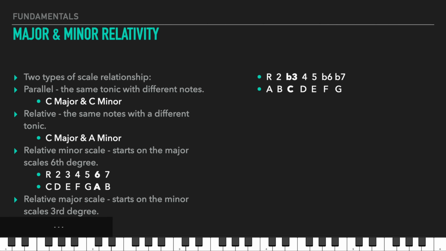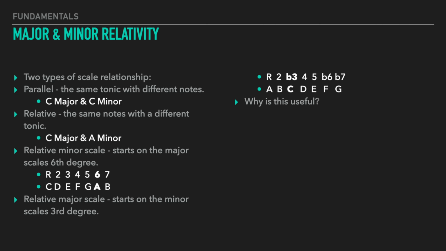C major is the relative major of A minor. And A minor is the relative minor of C major. They're relative to one another. This is the whole thing with major and minor relativity. So why is this useful? Well, relative keys contain the same notes and chords, meaning that all of the chords in the key of C and the key of A minor are the same chords.